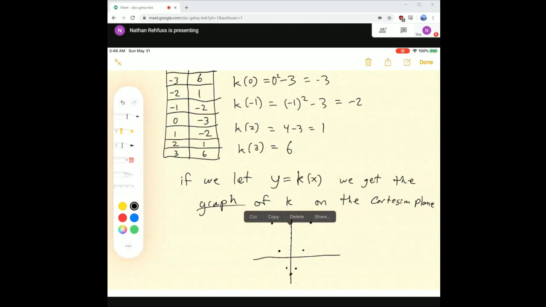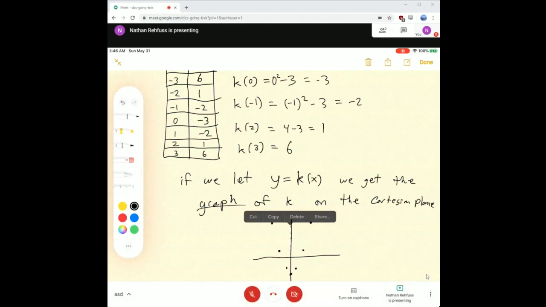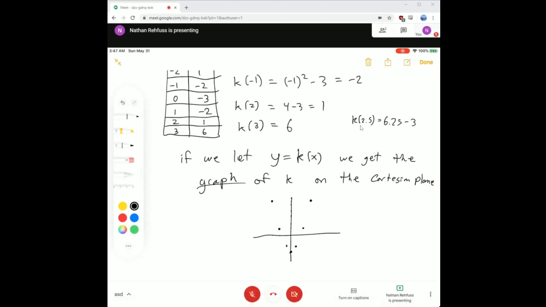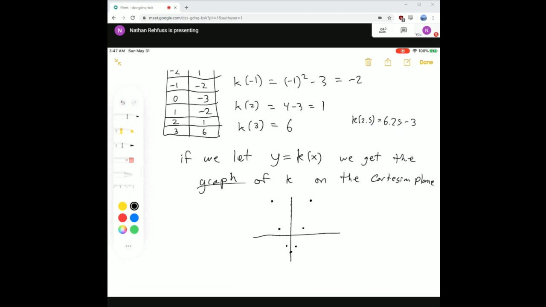The graph of k is not just these 7 points. Not just these 7 points, but every point that's possible on the graph. So for example, if I plugged in 2.5, this one's going to be a little uglier, but it's 6.25 minus 3, because that's 2.5 squared. I know that because I have the powers of 5 memorized. It goes 1, 5, 25, 125, 625. So I know that 25 squared is 625, so I know 2.5 squared is 6.25. So that's how I got that without a calculator.